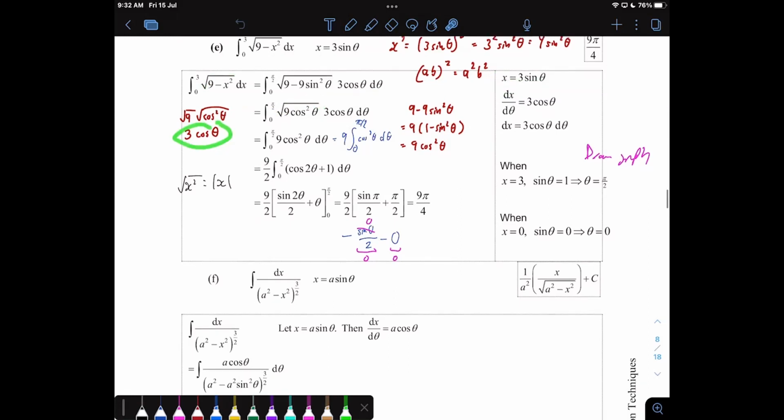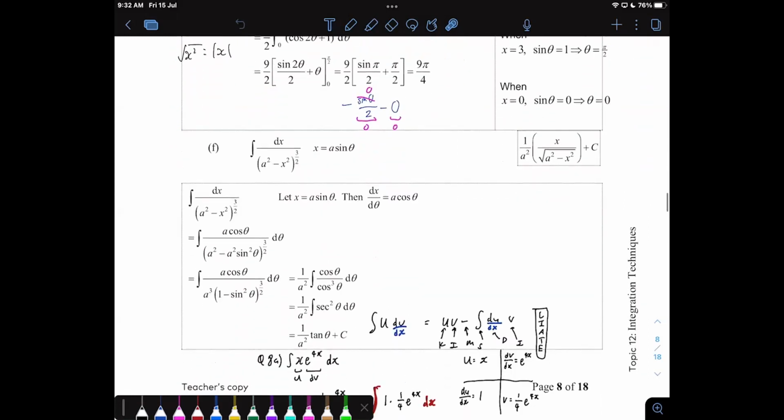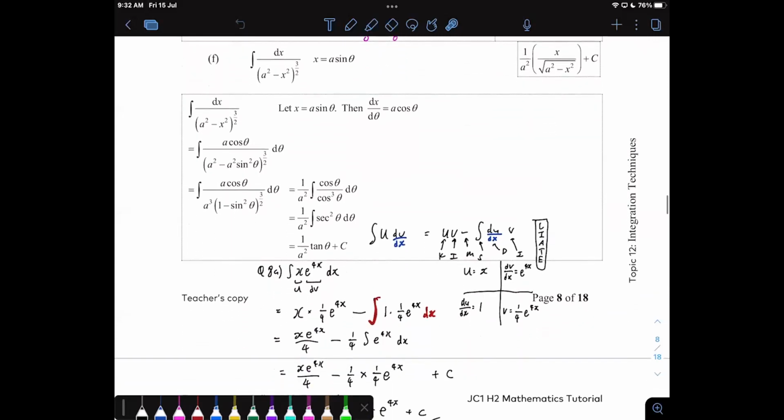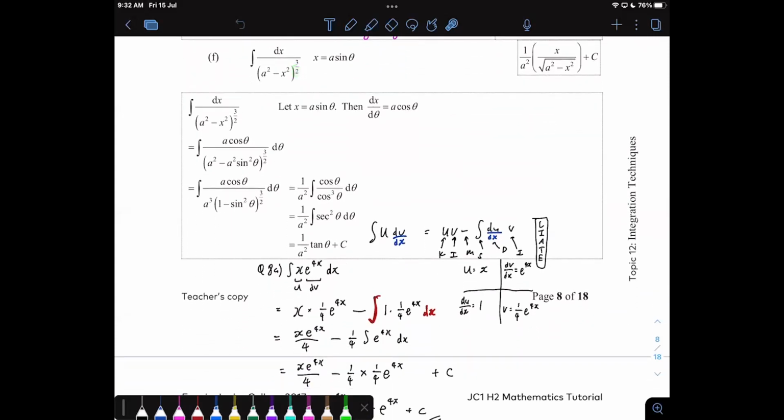Okay, so same thing over here. We also want to make sure that something can cancel off with this over 2 square root. So here's how we proceed. First, you let x equal to a sine theta, that's given. Then after that, you just need to differentiate. So dx by d theta equals a cos theta. This part okay, right? Just memorize it.